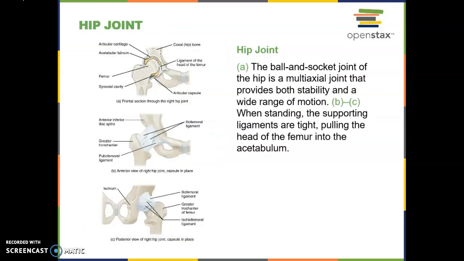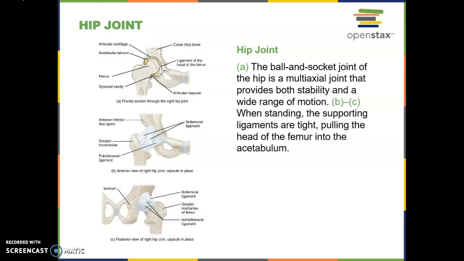Moving on to the hip joint. It's a ball and socket joint. The head of the femur articulates with the acetabulum and it forms a multi-axial joint. This joint provides stability, but also allows a wide range of motion. When standing, the supporting ligaments are tight, pulling the head of the femur into the acetabulum.